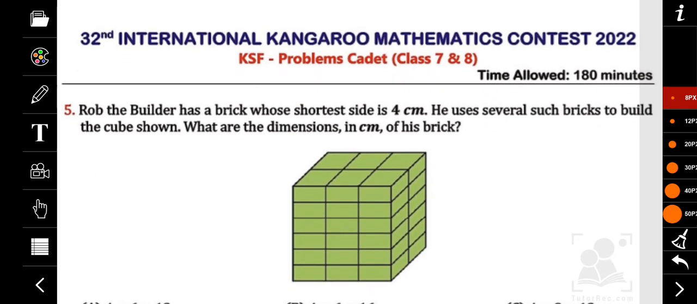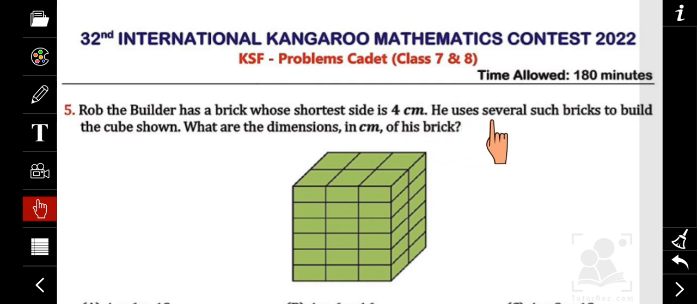Question number 5. Rob the builder has a brick whose shortest side is 4 centimeters. He uses several such bricks to build the cube shown. What are the dimensions in centimeter of this brick?